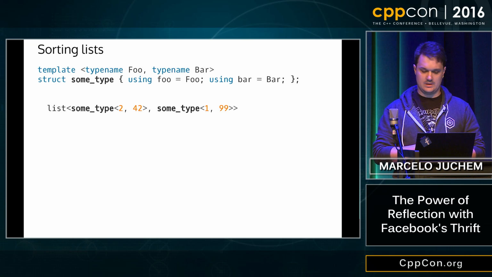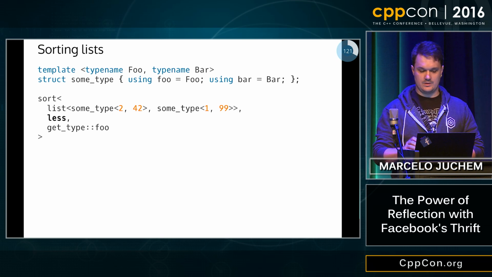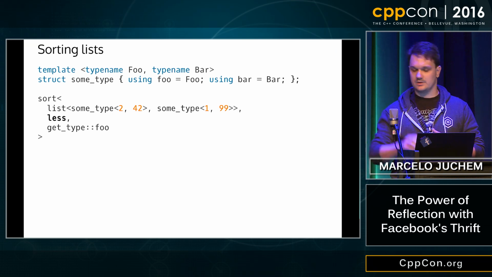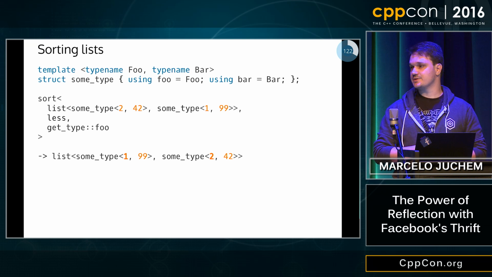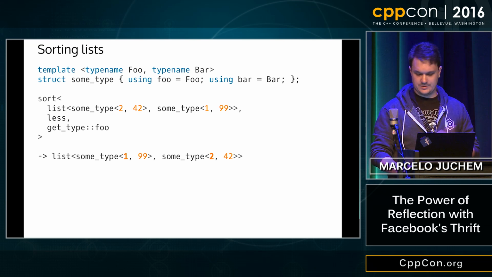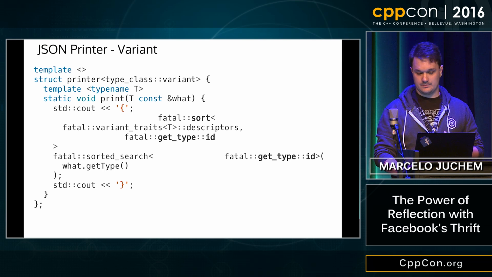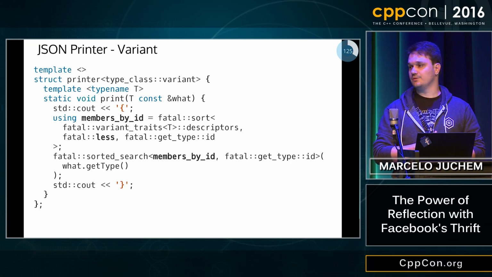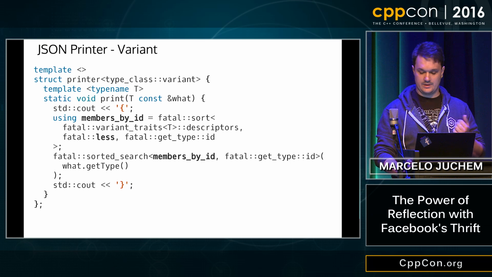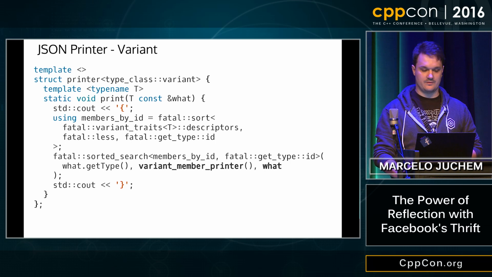Imagine you have the same list, and again, we want to sort by foo. You just call the sort meta function, you pass a compare because we want ascending order, and it's going to return the list sorted for you. Very similar interface to what you have in the standard sort, just now for types. With that in mind, we sort the list by ID, and we pass this thing around to sorted search, and there you go. And you pass the visitor that you want to be called if there's a match, along with the variant itself.